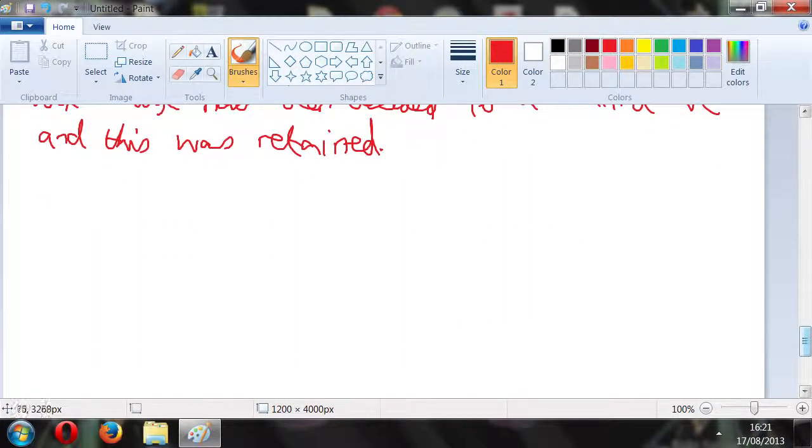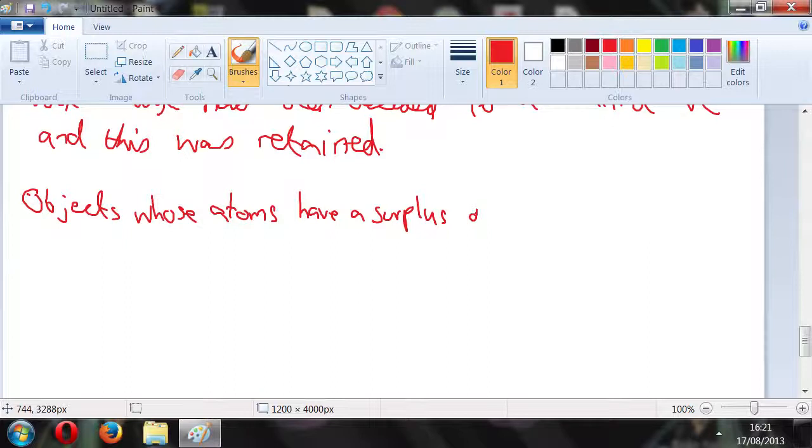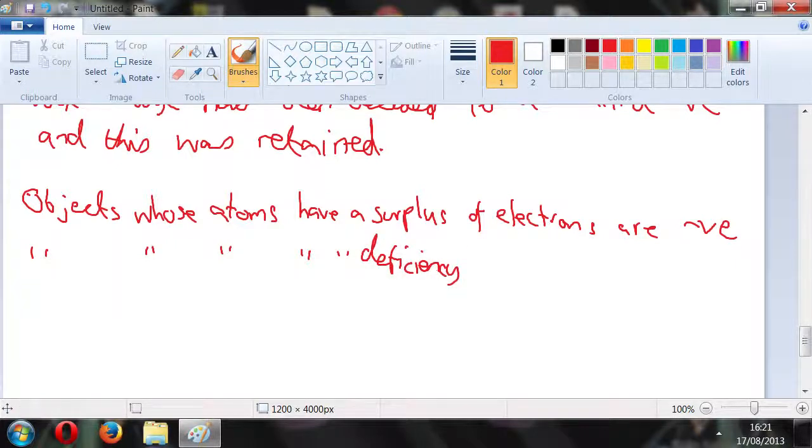So objects whose atoms have a surplus of electrons are negative. Objects whose atoms have a deficiency or deficit, or whatever way you want to put it, are positive.